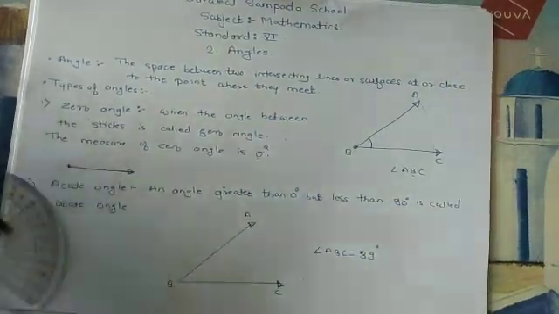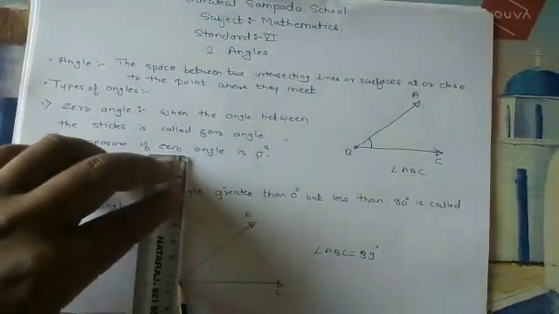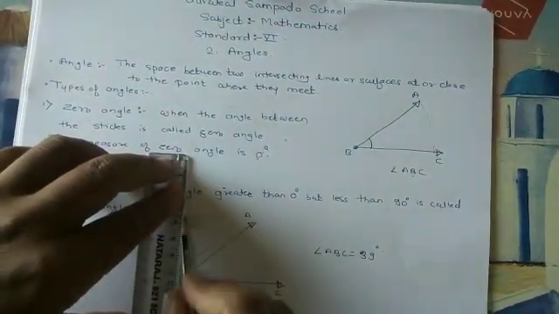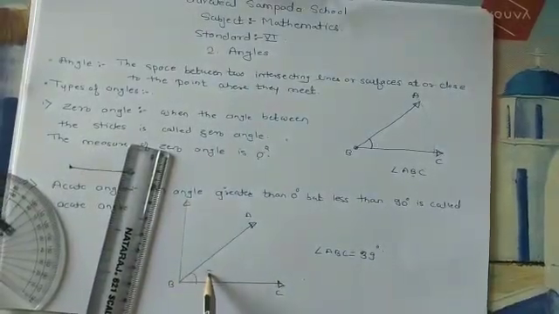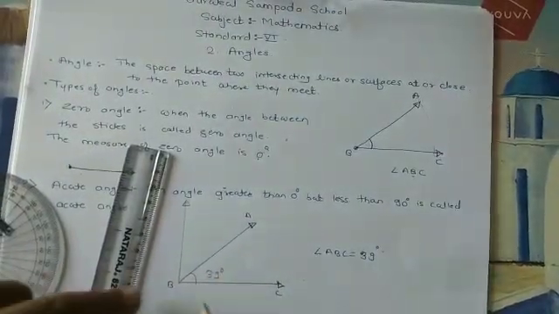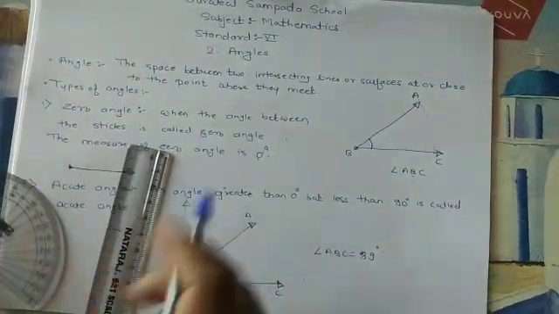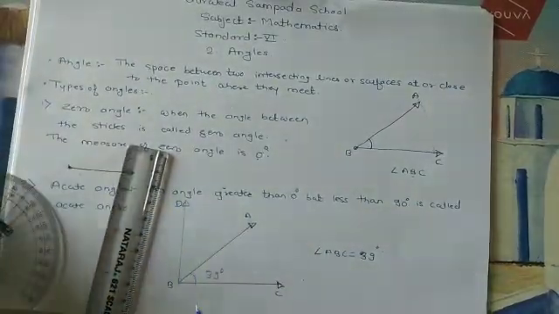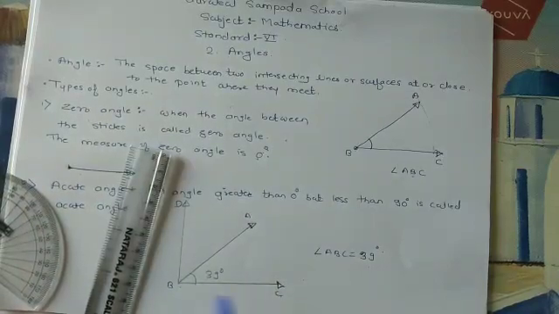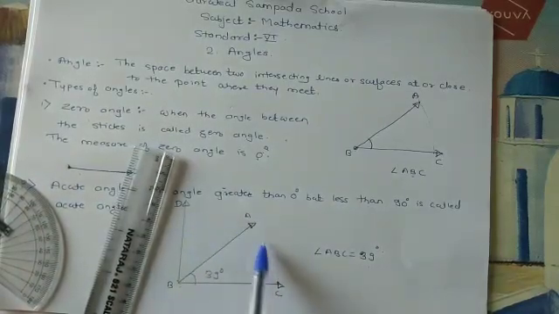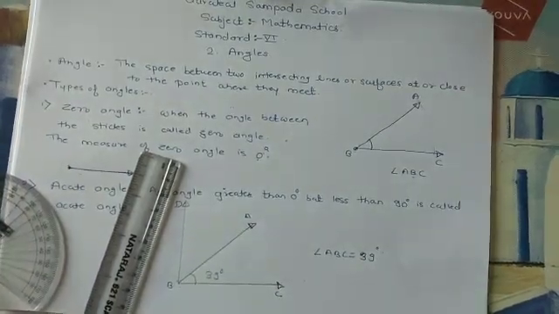Where is the 90 degree angle formed? If I draw the perpendicular line to BC at this position, here is the angle 90 degree, but this angle is 39. So if I name this point D, all the angles that lie between BC and BD are acute angles.